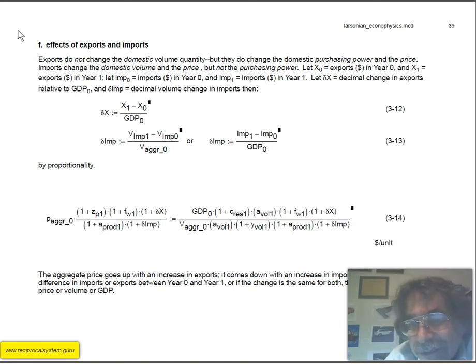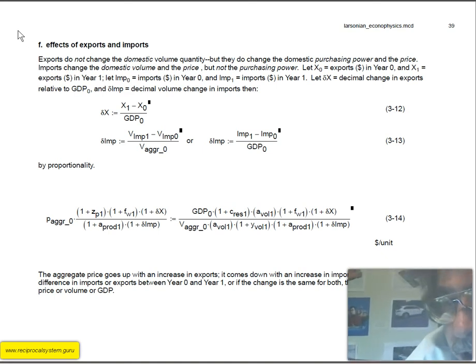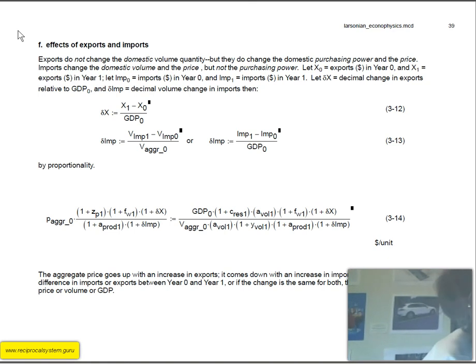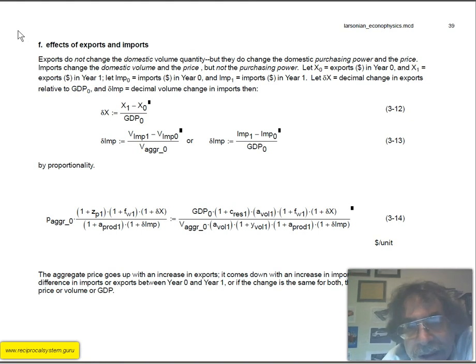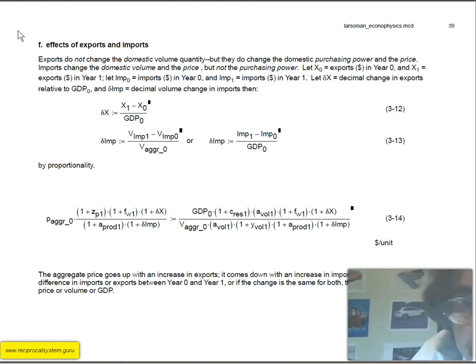So let X sub 0 equal exports in year 0, and X1 equal exports in year 1. These are nominal values, of course. Let import 0 equal imports in year 0, and import 1 imports in year 1. Let delta X equal decimal change in exports relative to GDP 0, and delta import equal decimal volume change in imports, again, relative to GDP 0.